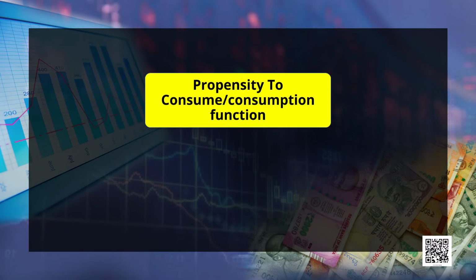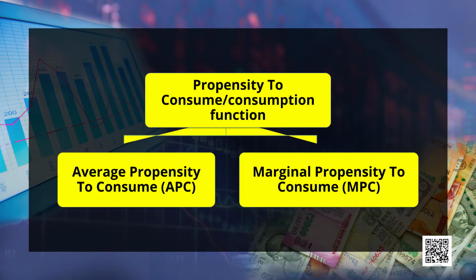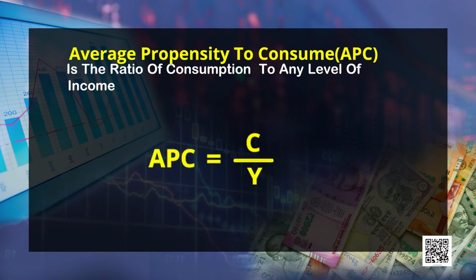So, now let's move on to our next basic concept, that is propensity to consume and propensity to save. Propensity to consume is further divided into two parts, average propensity to consume and marginal propensity to consume. Average propensity to consume is the ratio between total consumption and national income. It is derived by the formula C divided by Y, where C represents total consumption and Y represents national income. As C is always positive, APC will always be positive.